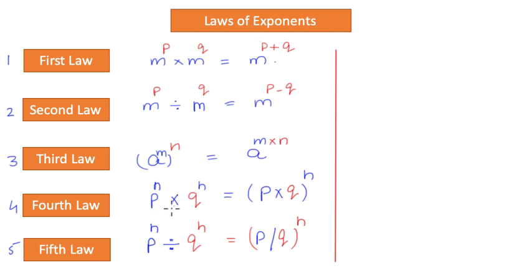The fourth is when you're multiplying two numbers that have the same powers but different bases, their bases get multiplied and the powers remain the same. And finally, when you have two numbers with the same powers and different bases, and you're dividing them, the bases get divided and the power remains the same as it is on each individual number.